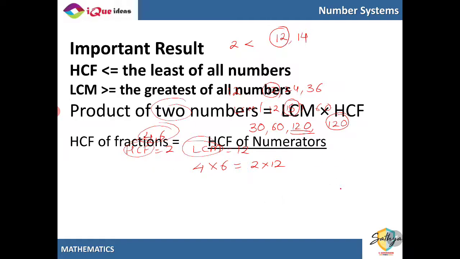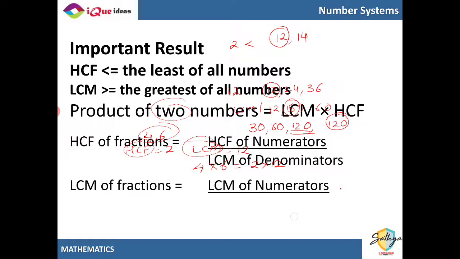If you want to find the HCF of fractions, you take the HCF of the numerators and divide it by the LCM of the denominators. Similarly, to find the LCM of fractions, you take the LCM of the numerators and divide it by the HCF of the denominators. Let me show you an example of the last two properties.